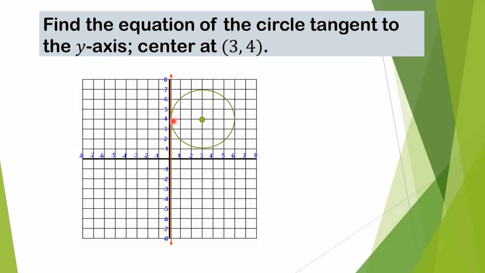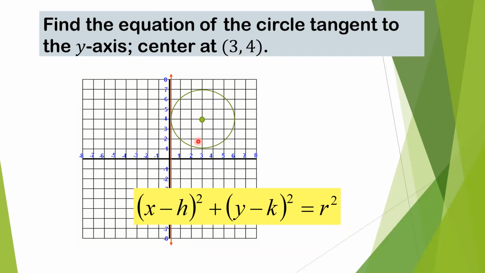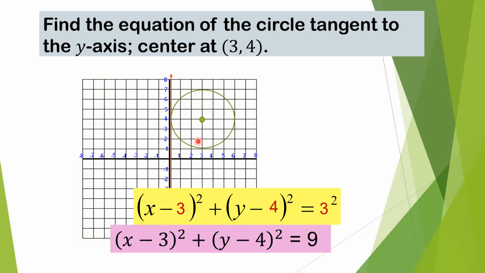So ano ba yung distance nito? Nitong center to this point here. Take note that this point here on the y-axis is the point 0, 4. Ito 3, 4. So which means our radius is equal to 3. So ayun, 3, 4 is the center, tas radius is 3. That's why our equation final answer is x minus 3 squared plus y minus 4 squared equal to 9.